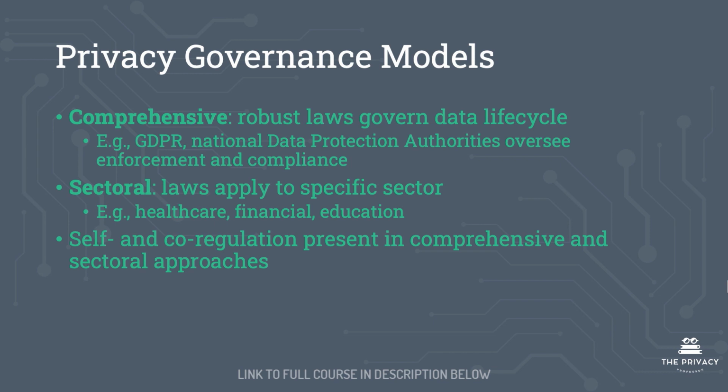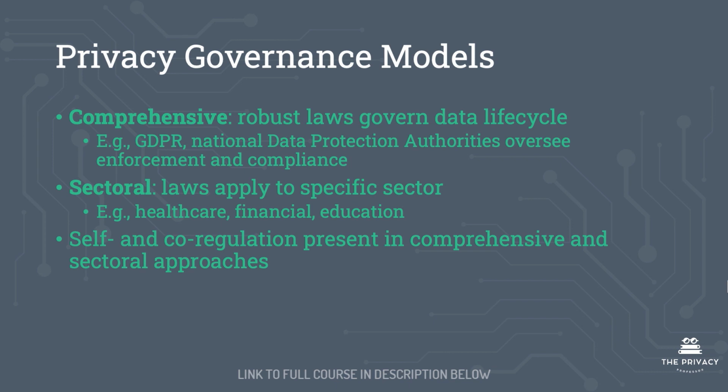The comprehensive model refers to a model where there are robust laws governing the entire data lifecycle. And we're going to look at the data lifecycle in just a little bit. In short, this is the life cycle of data from the point of collection until the time that data is destroyed. In the European Union, the GDPR is an example of a comprehensive privacy governance model. There are national data protection authorities that oversee the enforcement and compliance of the GDPR.